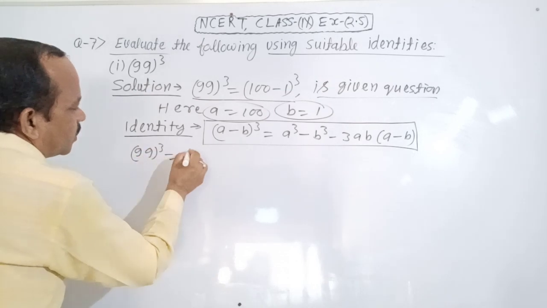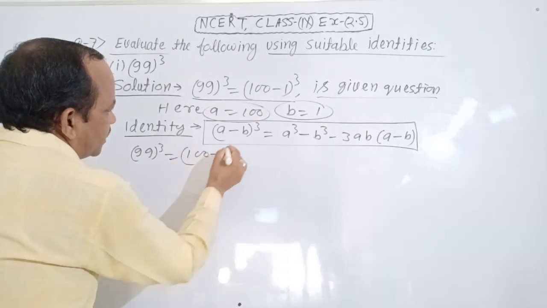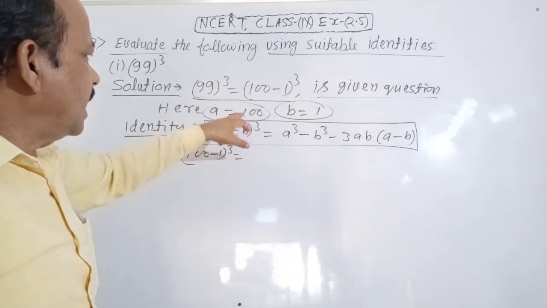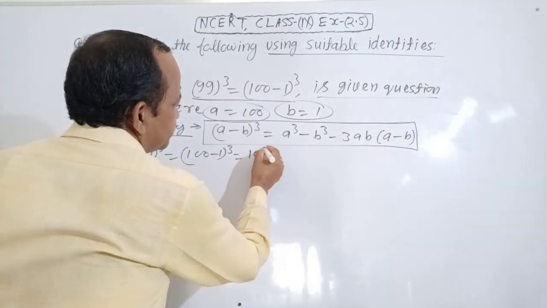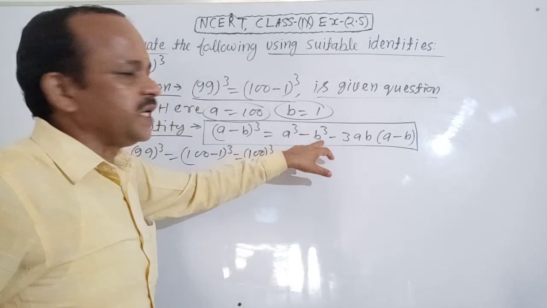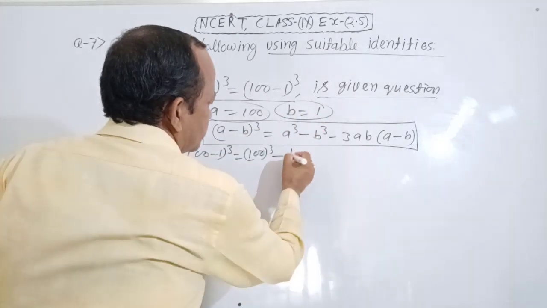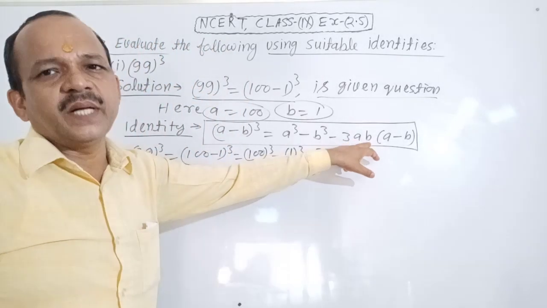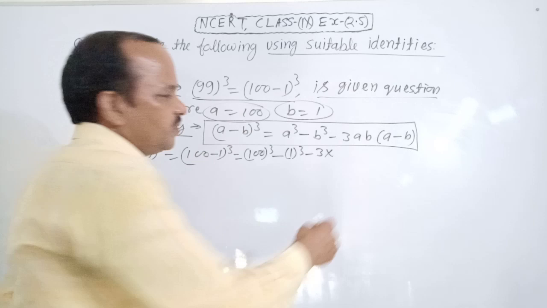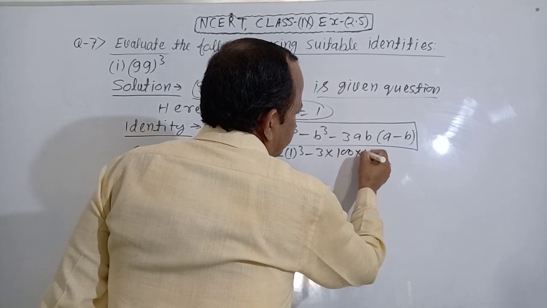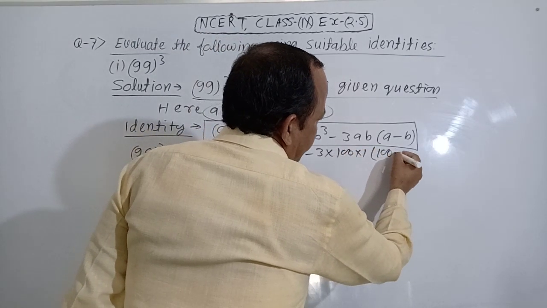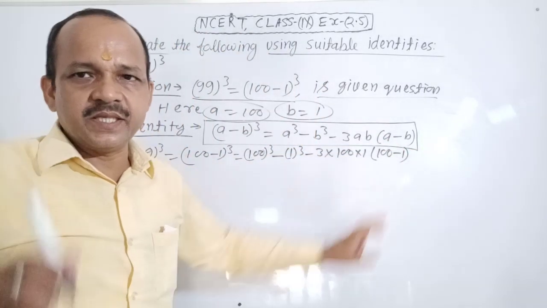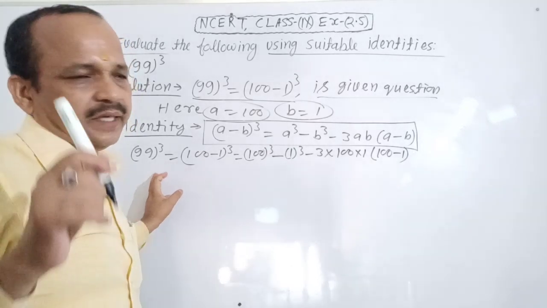99 whole cube equals (100 minus 1) whole cube equals a cube. A cube means 100 cube, minus b cube means 1 cube, minus 3 multiply a multiply b means 100 multiply 1, in brackets 100 minus 1. A means 100, b means 1. It is clear? No confusion about it? Very good.